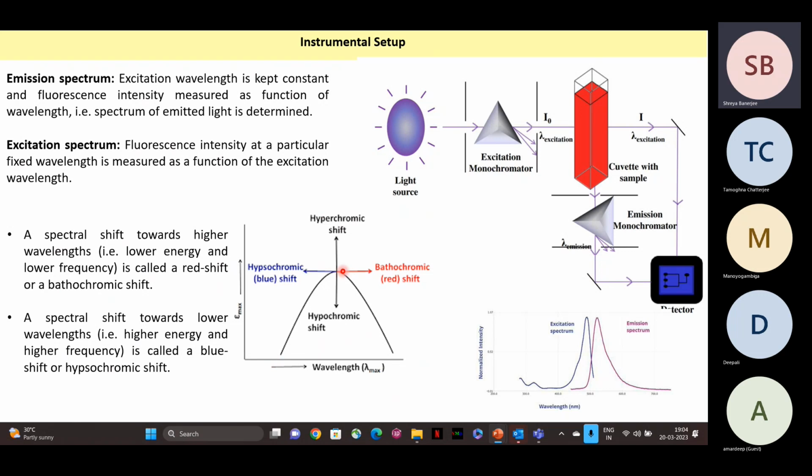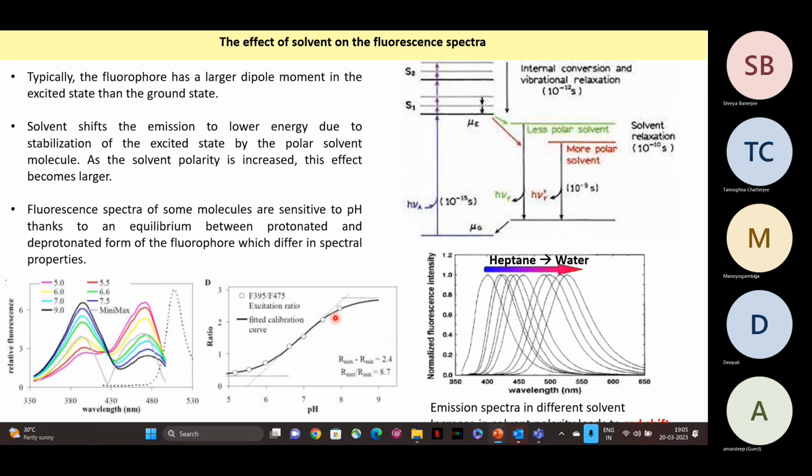Now, suppose this is a peak, and due to some chemical change, the fluorescence peak is shifting to lower wavelength. That is called a hypsochromic or blue shift. Again, due to some chemical change, if the peak shifts to higher wavelength, that is called a bathochromic or red shift. If the intensity of the peak increases, that is a hyperchromic shift. And if the intensity decreases, that is a hypochromic shift. So these are some terms that you need to remember.